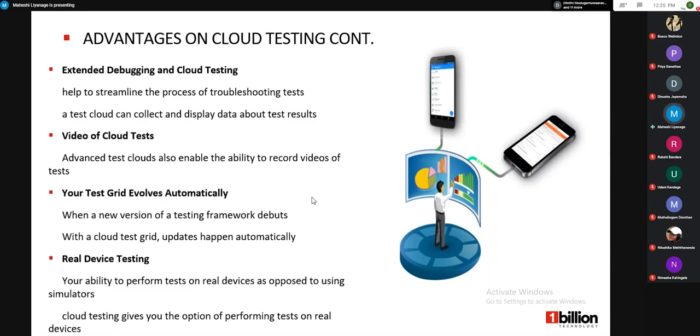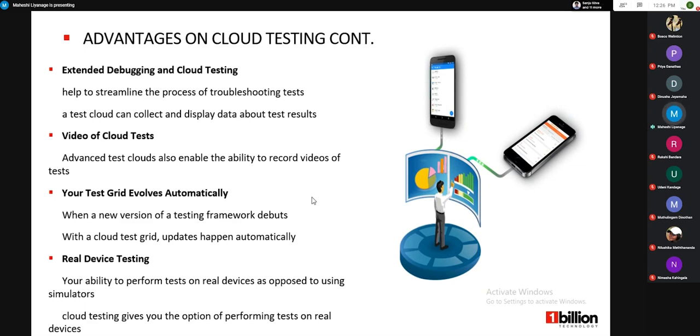Then we have extended debugging in cloud testing. This cloud-based test grid will help you streamline the process of troubleshooting tests, because the test cloud can collect and display data about the test results. It is very helpful for QA teams because they can understand why some tests are intermittently failing.